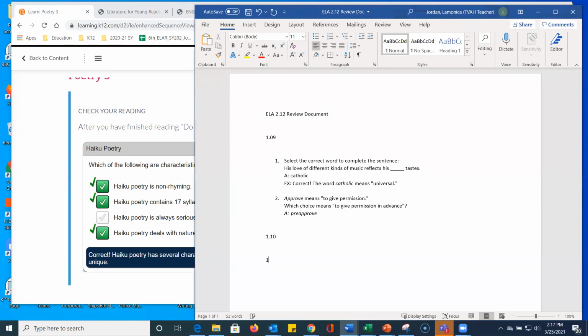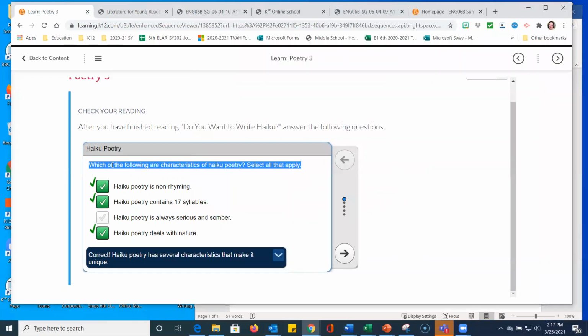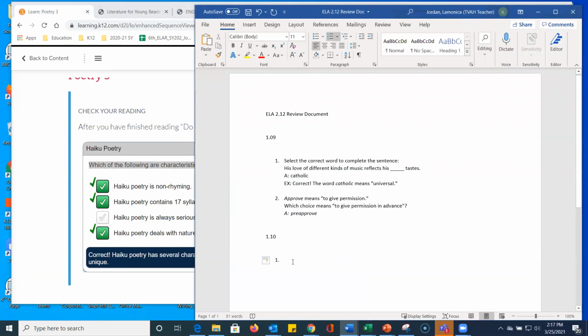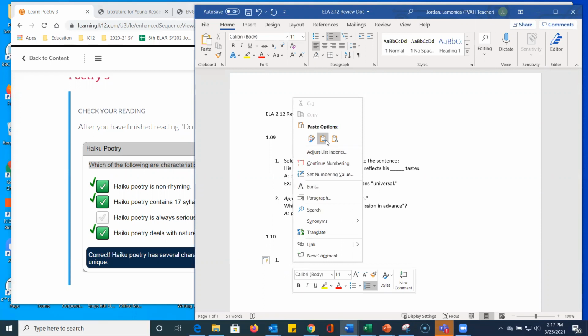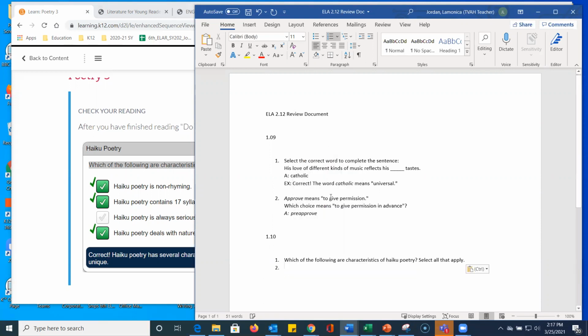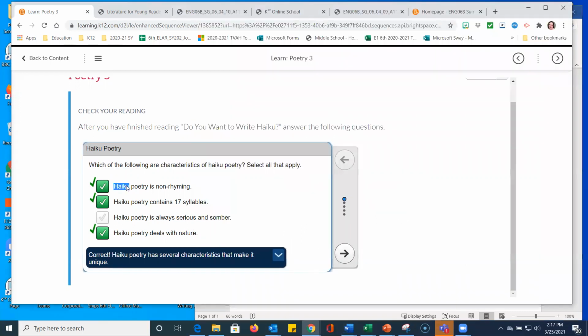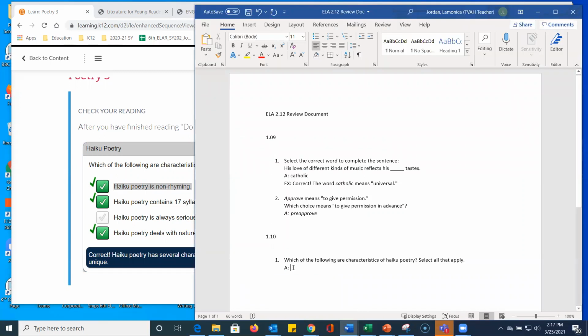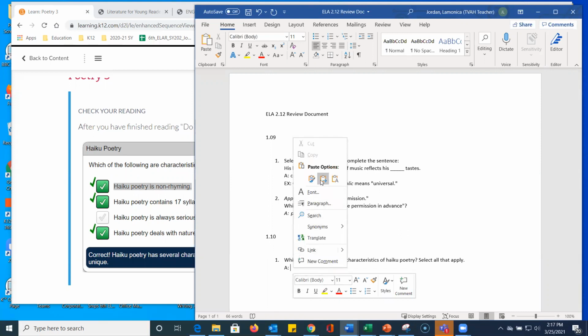And I'm going to go number 1. And I'm going to copy the question. Right click and choose that middle one so that it copies it right. And instead of doing number 2, I want to do the answer. And so you're going to need to copy and paste each one of these answers in there as well. So copy and paste.